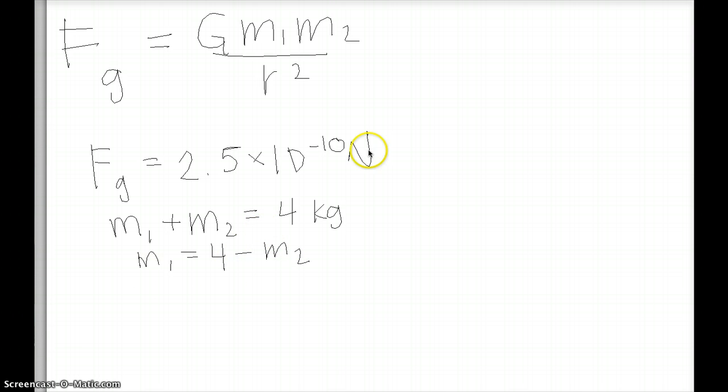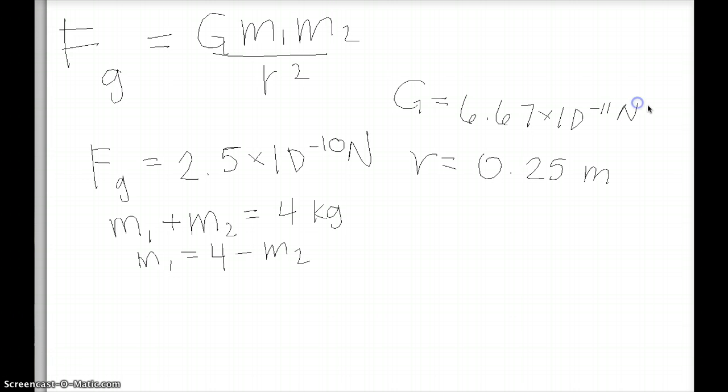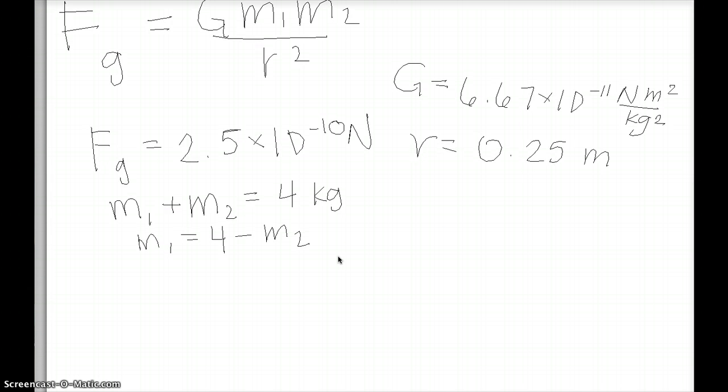Well, given the distance that they're separated by, 0.25 meters. And that's all we're given. So what are their masses? G is always 6.67 times 10 to the minus 11. And this can be found in your book, in the equation sheet, in your notes. You don't need to memorize it.